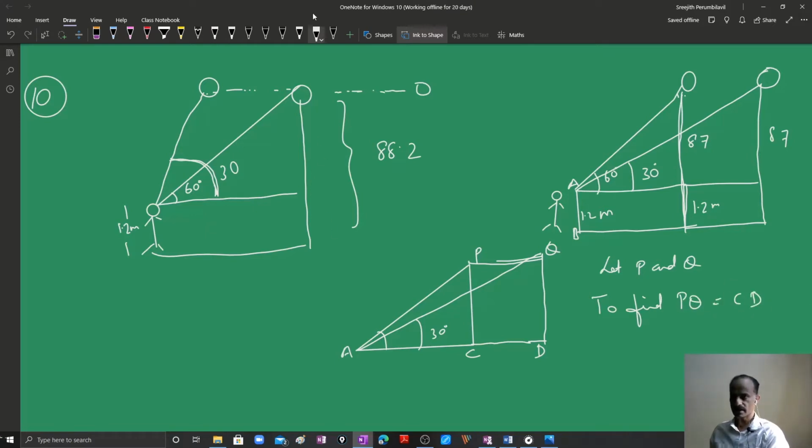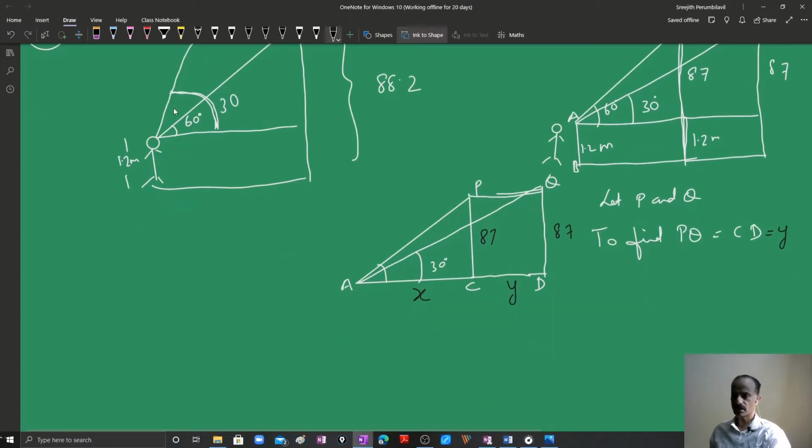So the height is given to be 87 meters. This is 87 meters. You can take this distance as X. This distance Y is to be found.